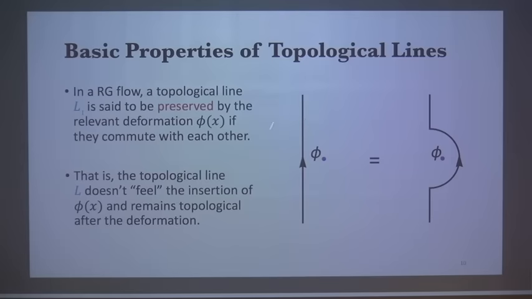In an RG flow, a topological line L is said to be preserved by the relevant deformation phi if they commute with each other, namely if the topological line doesn't really feel the relevant deformation. This is the natural definition that generalizes the notion of a global symmetry being preserved by a relevant deformation. When we turn on the relevant deformation, we imagine we insert the operator phi everywhere on our space-time. If the topological line does not commute with the relevant deformation, the topological line will cease to be topological and it is broken. But if they commute, the line will be preserved along the flow and it's still a topological line in the IR.